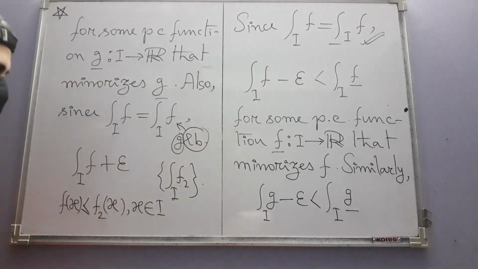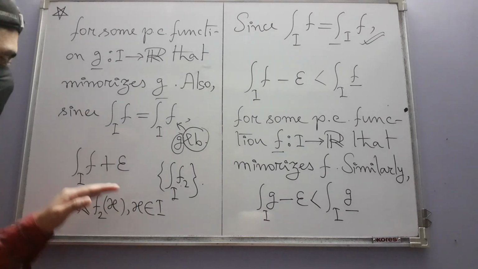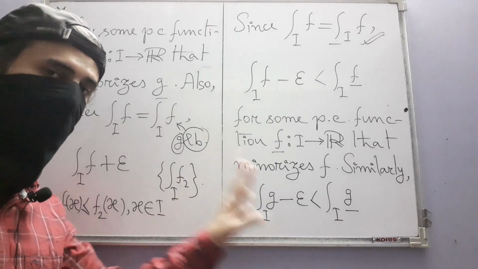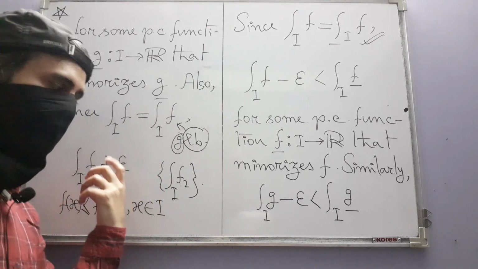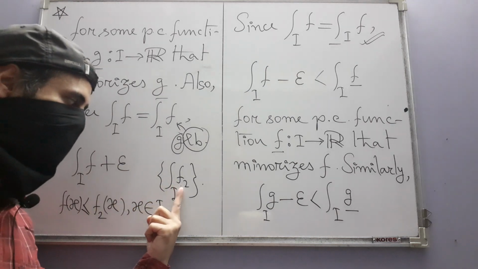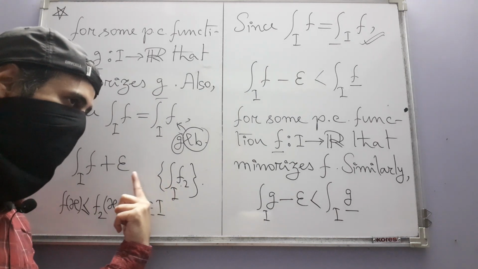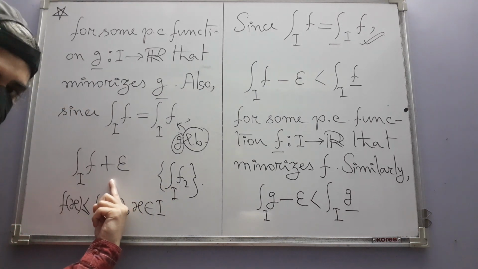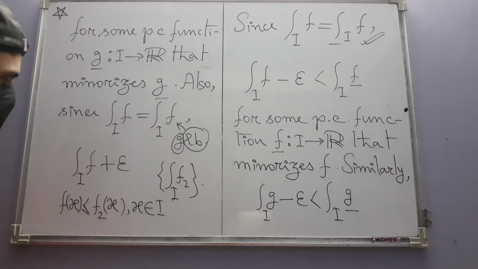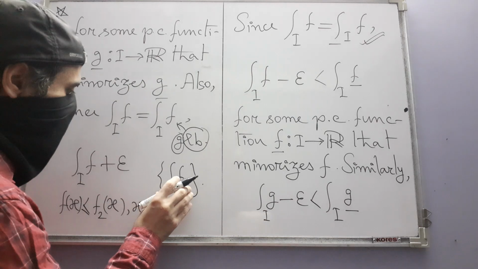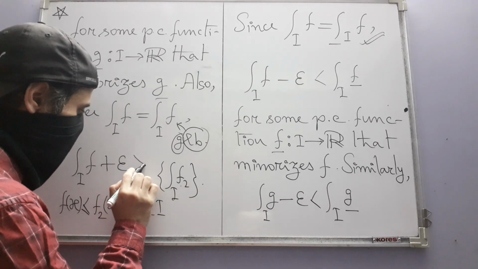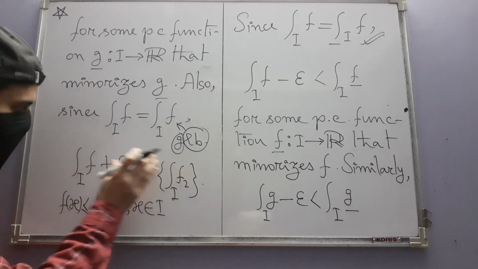of this set. That means what? Being a lower bound means what? That all the elements of this set are greater than or equal to that lower bound. This is not a lower bound now means what? That at least one element of this set will be less than this number. And that's how we are going to get our next inequality. At least one element of this set will be less than this number.